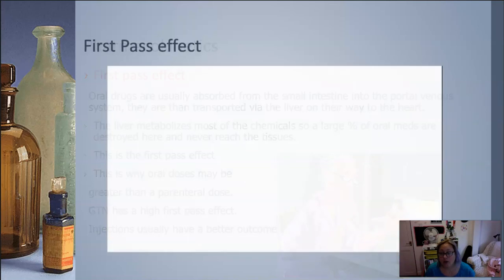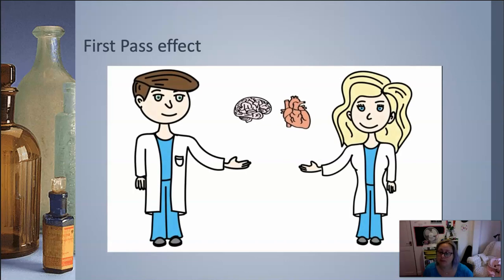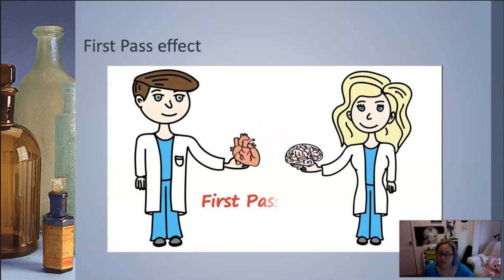Again, we've got another little video here explaining the first pass effect in a little bit more detail. Go back, have a look, have a watch, see what you can find out. Today let's talk about the first pass effect.